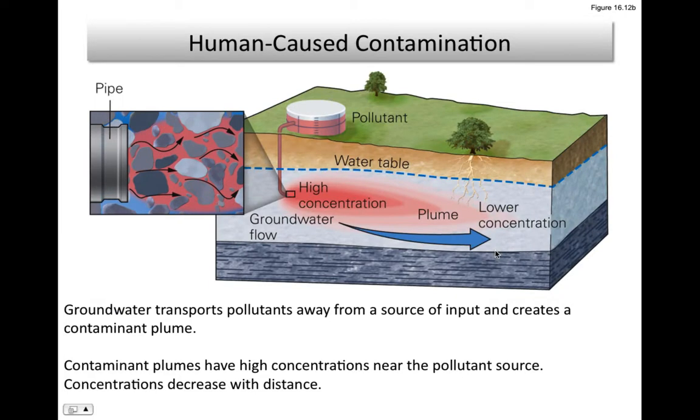One of the things with the contaminant is that groundwater transports pollutants away from the source of input and creates a contaminant plume. And that plume will always have a higher concentration near the source and will decrease as you go farther away. And so the plume opens up in this plume head. And that's what this diagram is showing here.